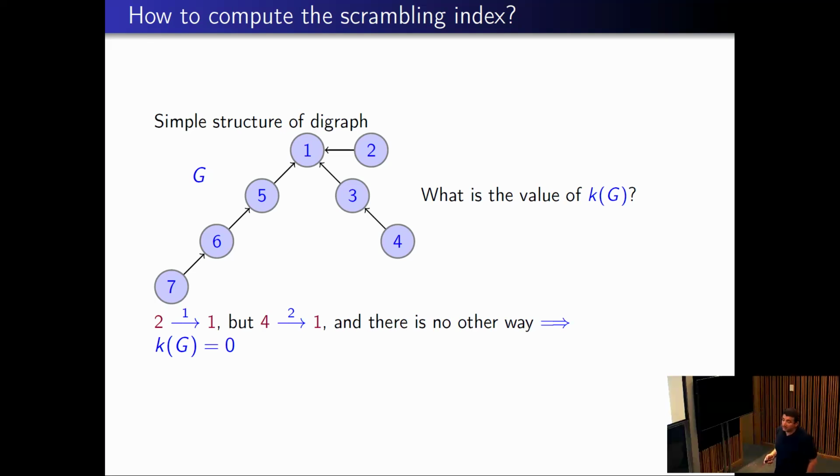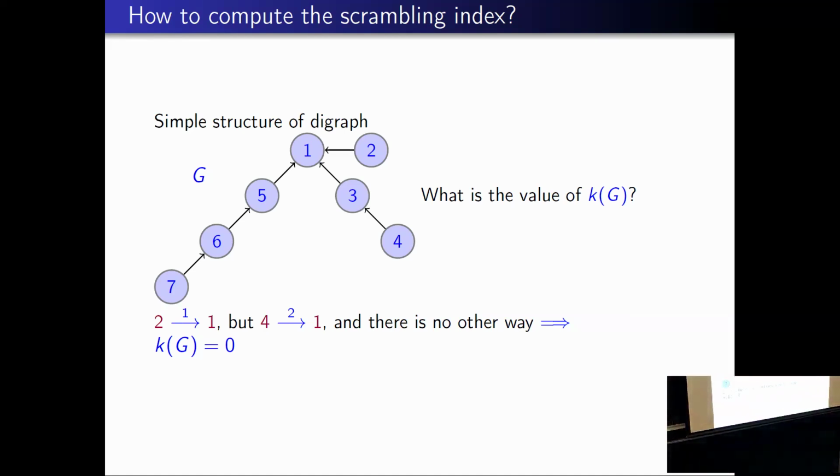Just consider this situation with 2 and 4. There is no other way to get from 2 except by this path, and from 4 by this path to the number 1. But I always need to have a certain vertex. So this tells me that the scrambling index is 0.